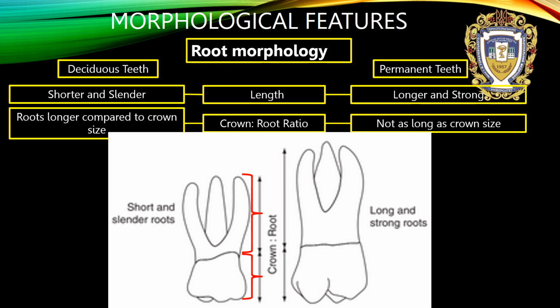Schematically, in temporary teeth, roots are longer compared to the crown size, but the crown root ratio in permanent teeth shows roots not as long as the crown size.